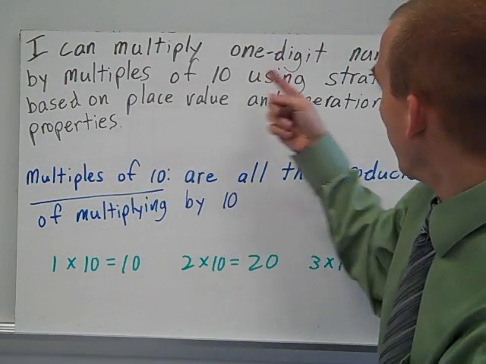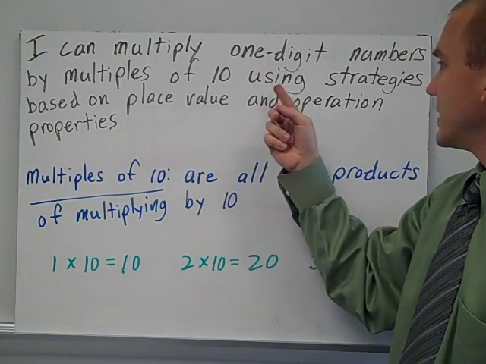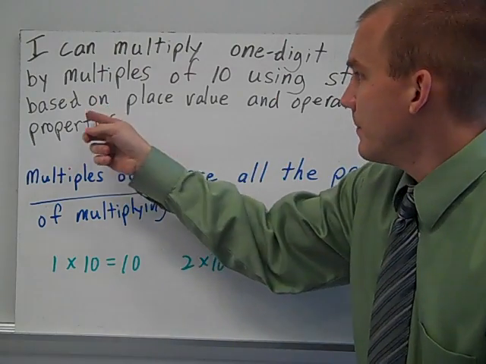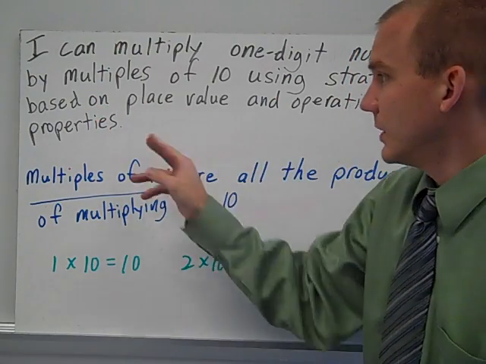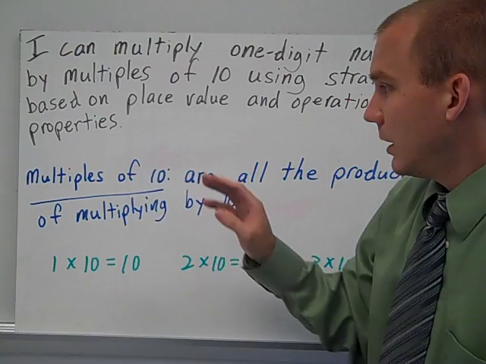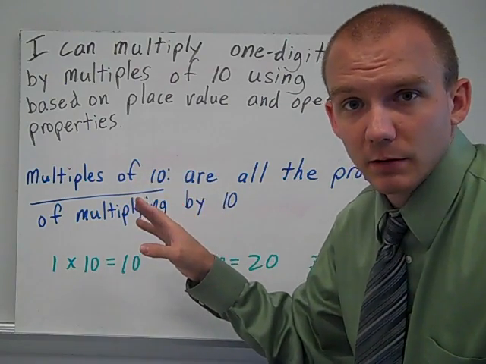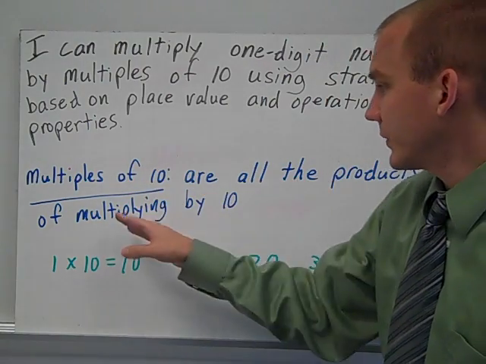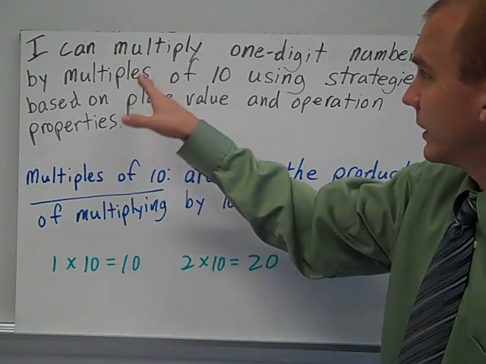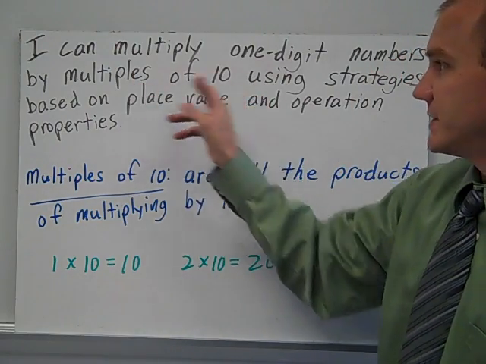I can multiply one-digit numbers by multiples of 10 using strategies based on place value and operation properties. Multiples of 10. Well, those are all the products of multiplying by 10. So we're going to start there. Multiples of 10. What does that mean?